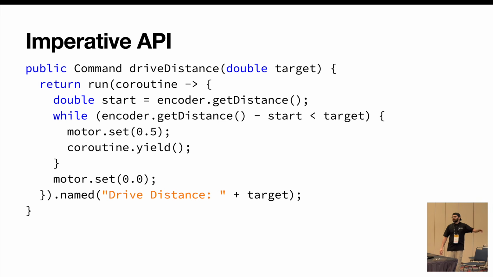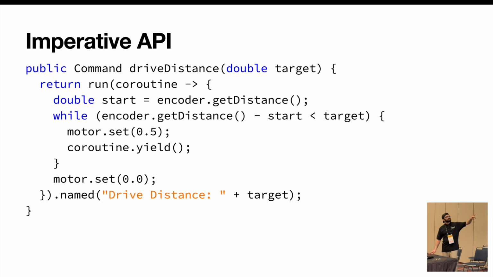We saw this already, I'm just putting this up as a reminder. So this is the imperative API. So you're doing your run, you have your function body, you have your while loops. This is all basic Java stuff. And this is the intent, that you can use basic Java code that you already know how to use and really easily transition to Command Suite 3 coroutines. Again, the only thing that you really need to do to change your logic is adding that coroutine.yield. Everything else is just wrapping that existing function with the requirements and the name.